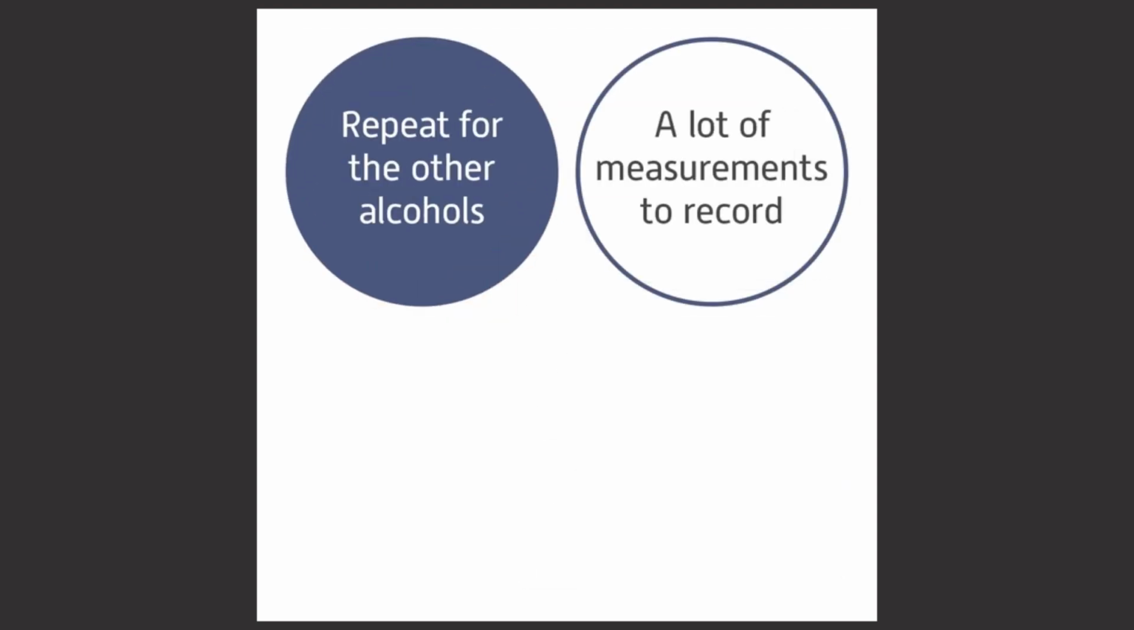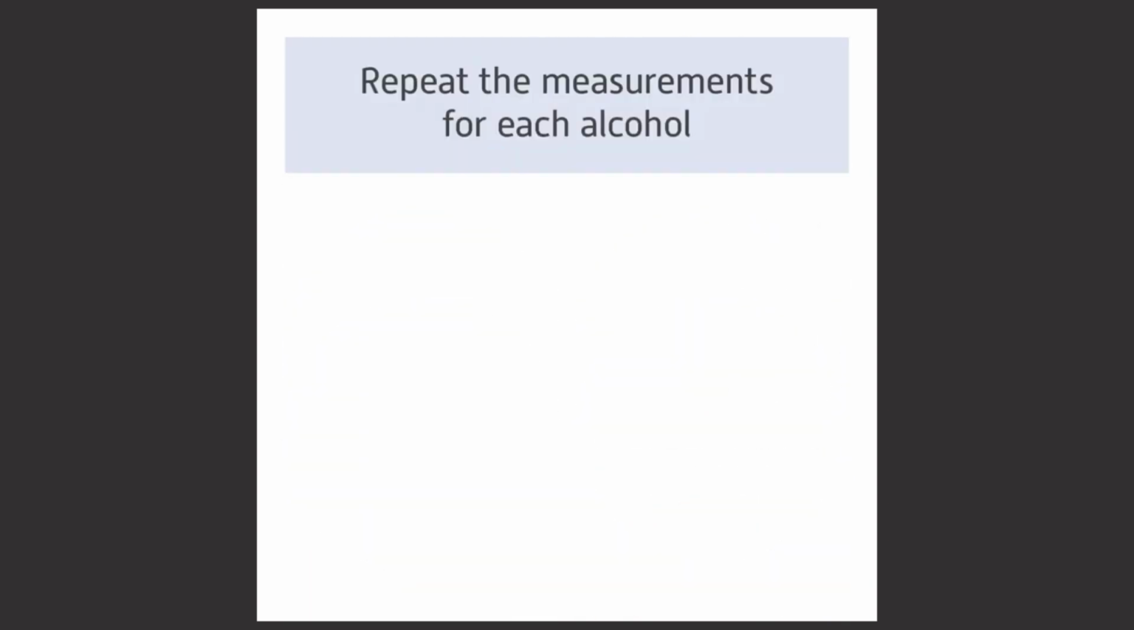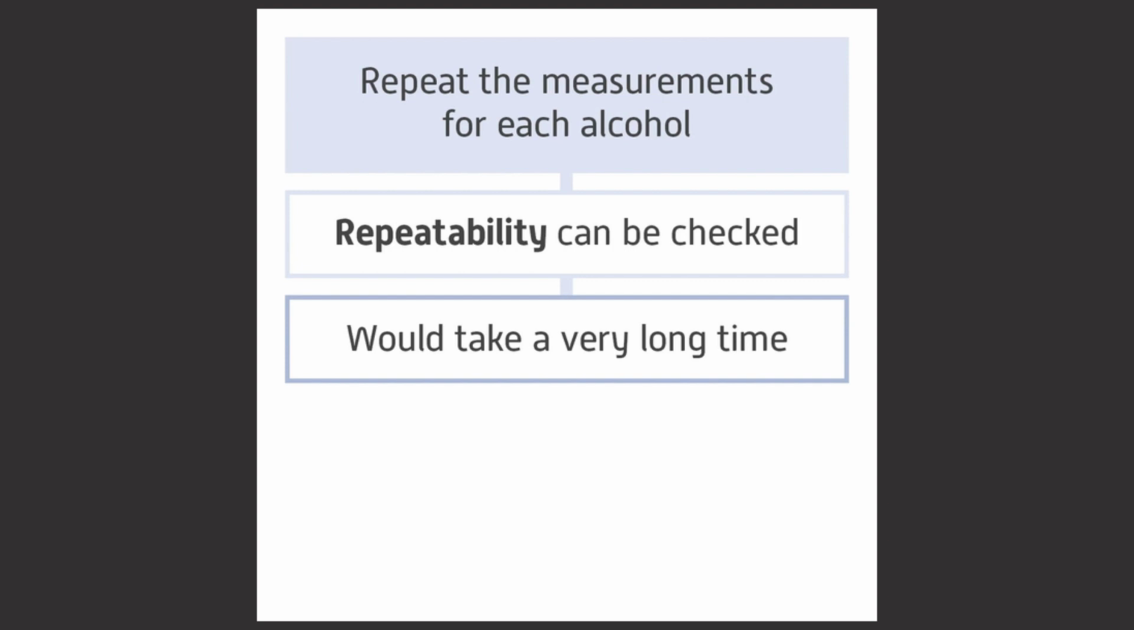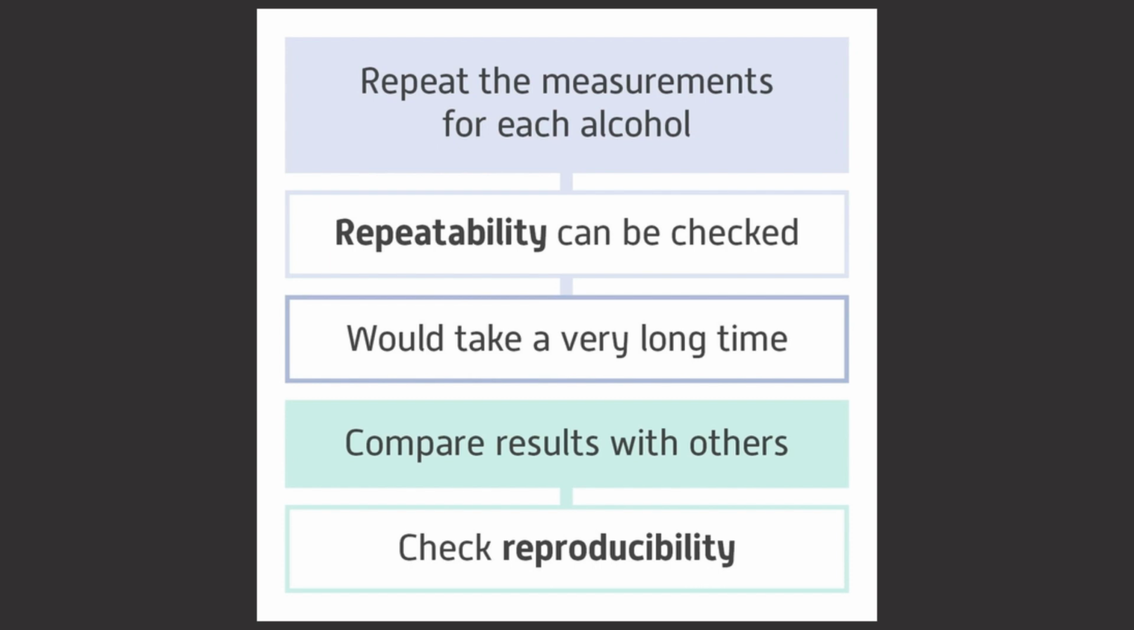There are a lot of measurements to record, so you should design a clear results table which shows all the results clearly. It is good practice to repeat the measurements for each alcohol so repeatability can be checked, but this would take a very long time. Instead, you can compare your results with others in your class to check reproducibility.